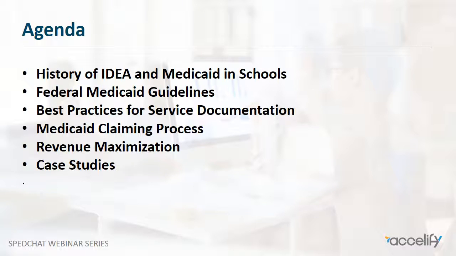Thank you, Emily. So today we're going to be going over how to become a Medicaid All-Star. First, we're going to go over a history of IDEA and Medicaid in schools. We'll review Medicaid guidelines at the federal level, and then we'll go over the 3 points that will help you become a Medicaid All-Star: the best practices for service documentation for your providers, the Medicaid claiming process and how to optimize that for your school district, and revenue maximization. Finally, we'll review some case studies that show where we've implemented these processes with our clients and the results of those efforts.